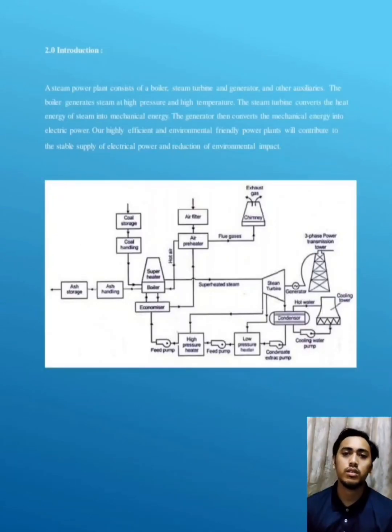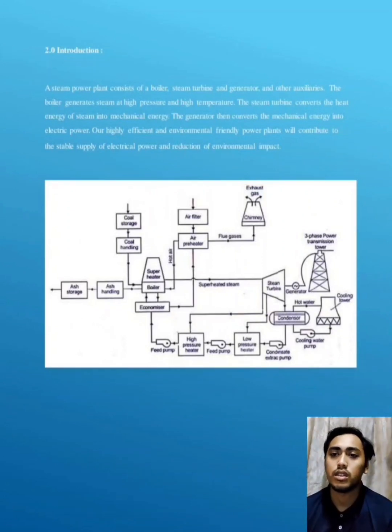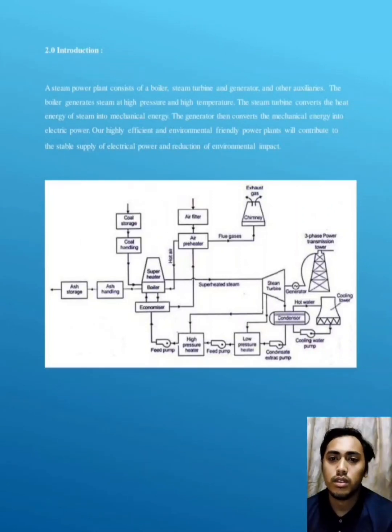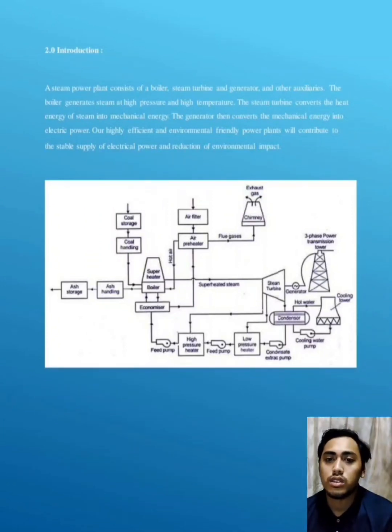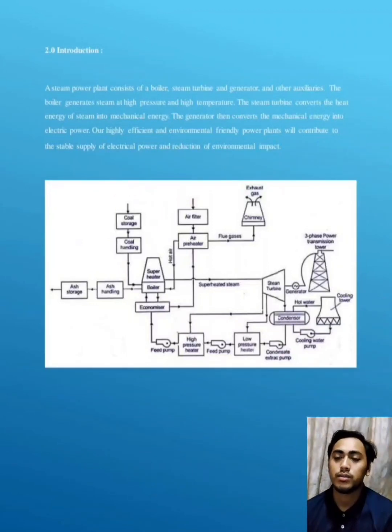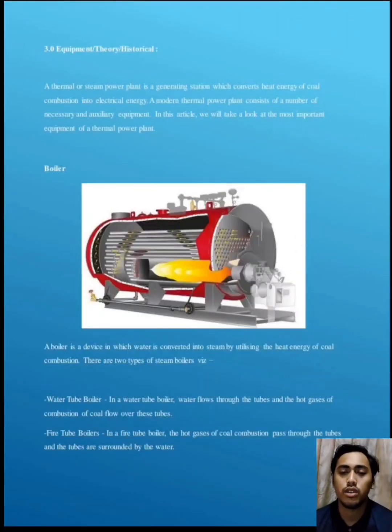First one, introduction. A steam power plant consists of a boiler, steam turbine, generator and other auxiliaries. The boiler generates steam at high pressure and high temperature. The steam turbine converts the heat energy of steam into mechanical energy. The generator then converts the mechanical energy into electric power. Our highly efficient and environmentally friendly power plant will contribute to the stable supply of electrical power and reduction of environmental impact.